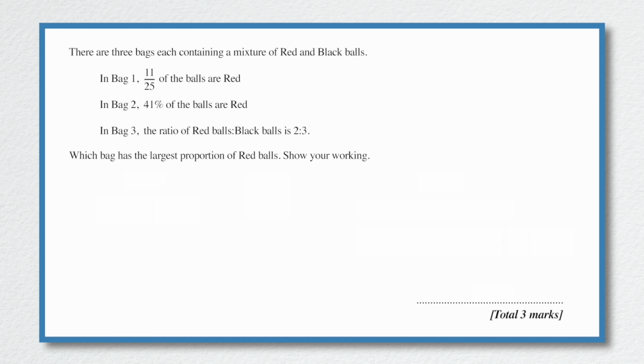And here's the last question I'm going to cover in this video. So have a look. There are 3 bags, each containing a mixture of red and black balls. In bag 1, 11/25 of the balls are red. In bag 2, 41% of the balls are red. And in bag 3, the ratio of red balls to black balls is 2 to 3. Which bag has the largest proportion of red balls? Show your working.